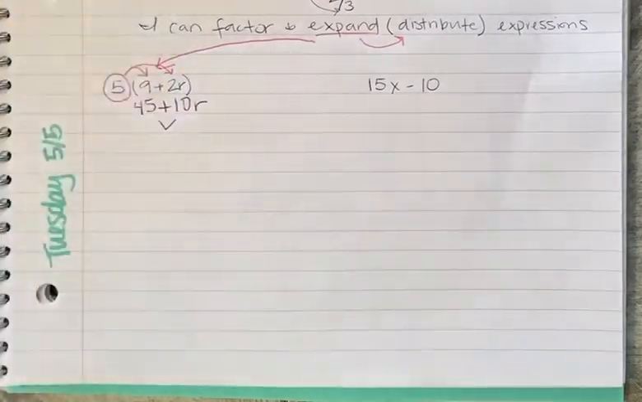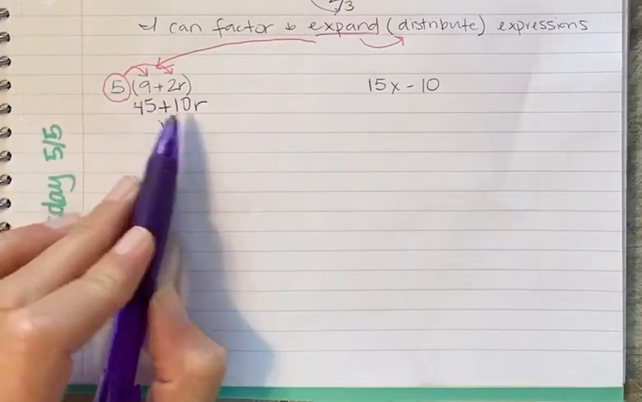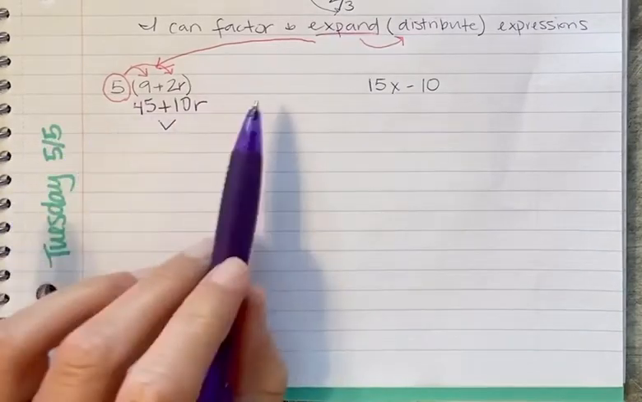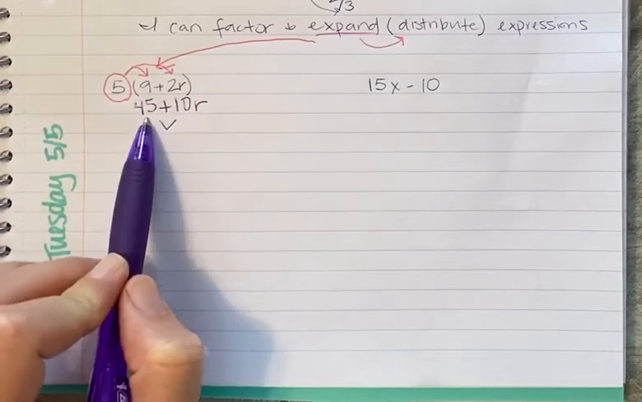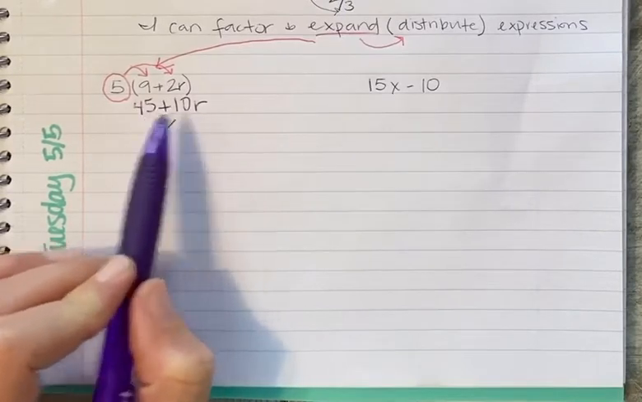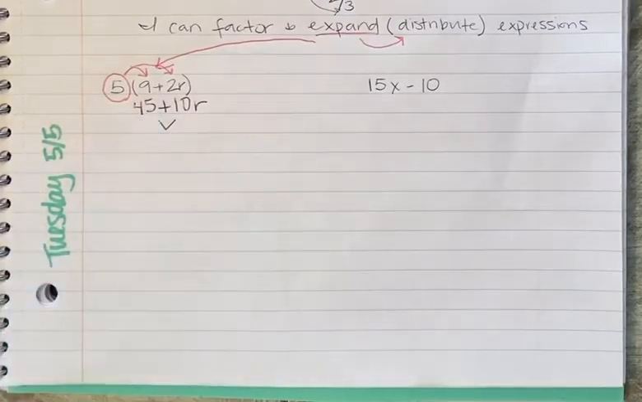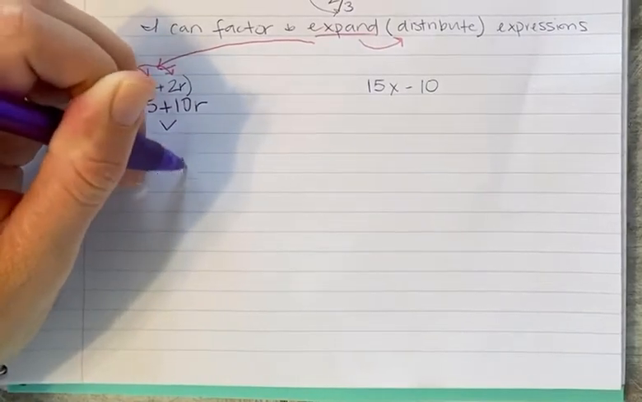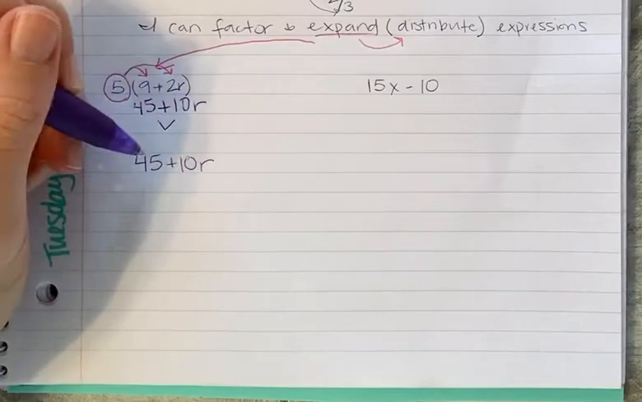Now, can I simplify this at all? Can I combine 45 plus 10r? Hopefully you're saying to me no, because 10r has a variable, 45 does not. So these are not like terms. Its actual simplified version is 45 plus 10r. That is my answer.